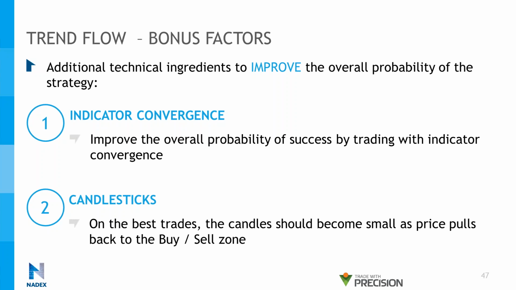Next one is candlesticks. On some of the better trade setups, the candles should be small as price pulls back into that buy or sell zone. So not just a bullish candle, but a small bullish candle, right? Because remember, this candle is going to define our risk. And we want to make sure that our risk is small on these trades.